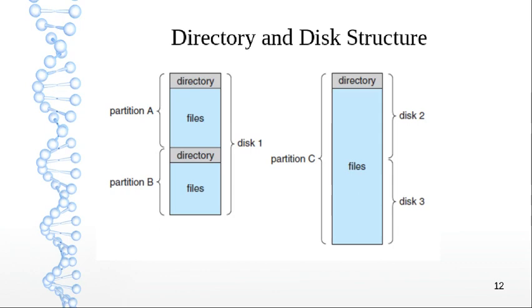So, for example, each volume contains a file system and must also contain information about the file system. This information is kept in entries in the device directory or volume table of contents. The device directory, more commonly known simply as the directory, records information such as name, location, size, and type.